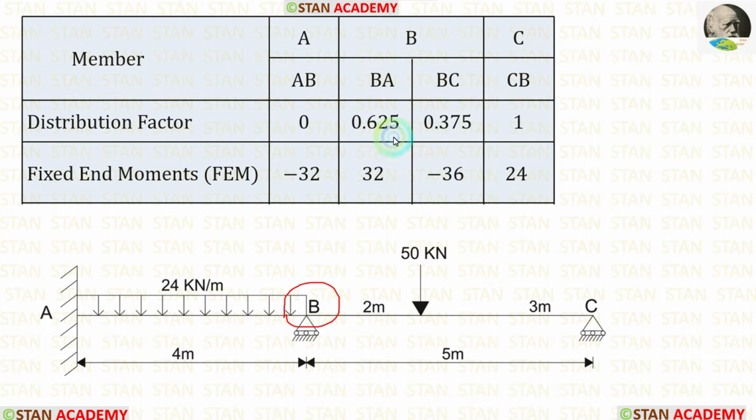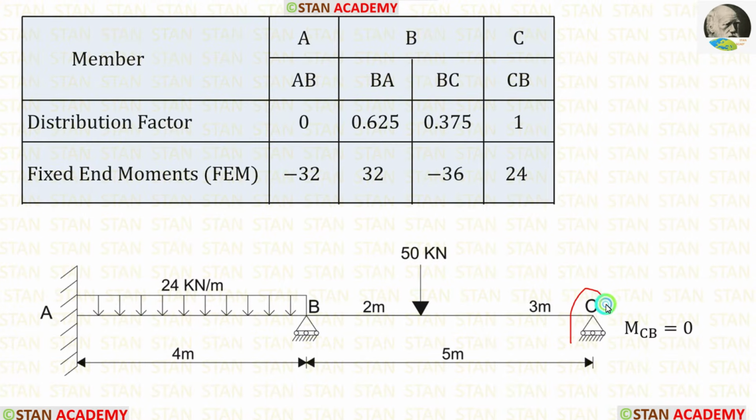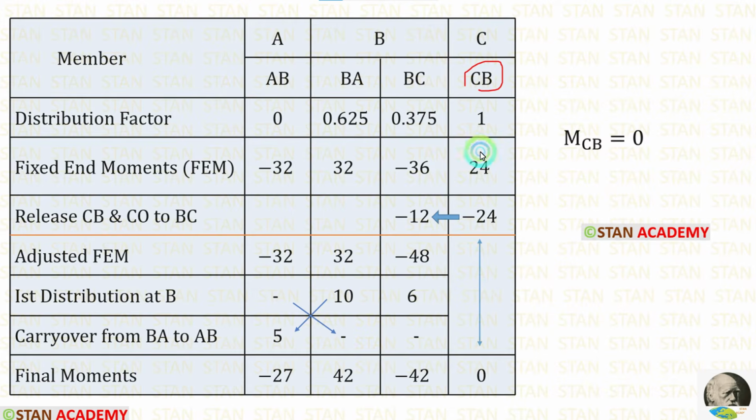In the joint B, we have calculated two distribution factor values for BA and for BC. Let us apply them. Then let us enter the fixed end moments. In the point C, there will be no movement because it is the simply supported end. So MCB is equal to 0. In the table, we have to make CB 0. For CB, the fixed end moment is 24. When we add minus 24 with this 24, it will be 0.